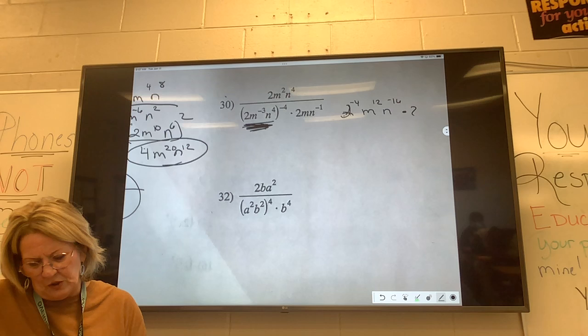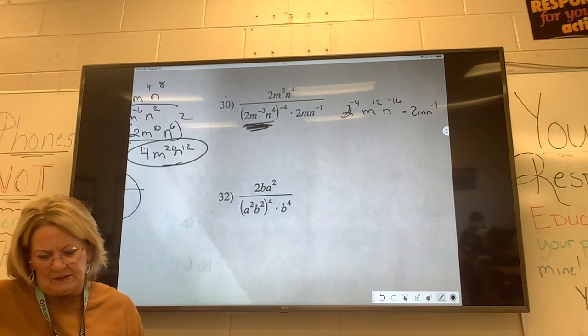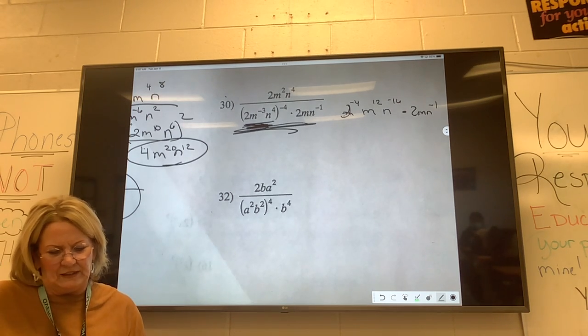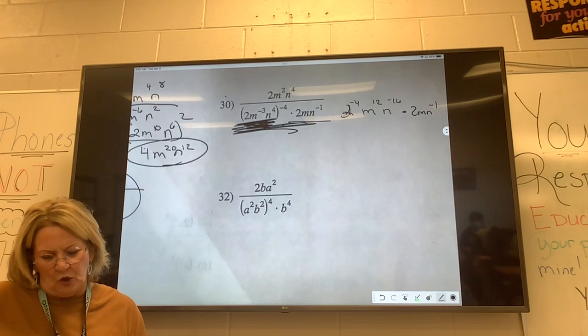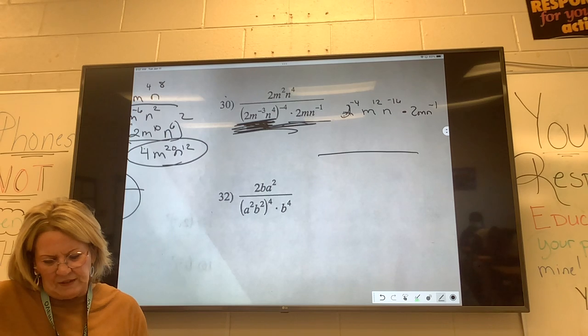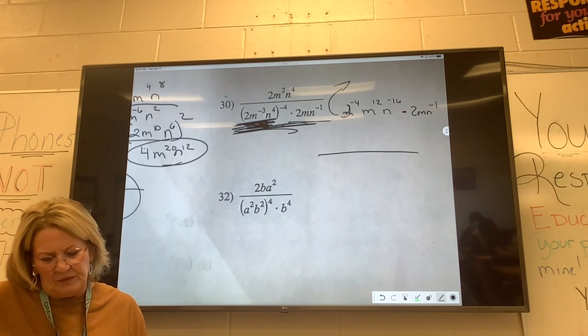Times 2 to the m to the negative 1. So I'm going to clean up this whole bottom now. I cleaned up this piece. Now I'm going to do the whole thing. So 2 to the negative 4 is going to have to come to the top. And that becomes 2 to the 4th.